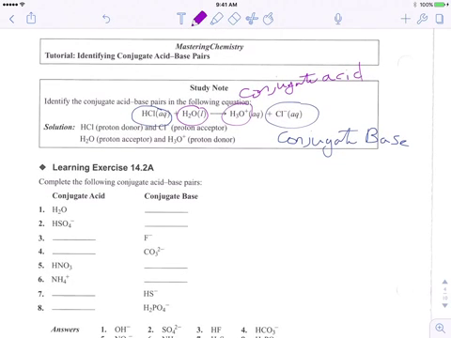All right, so complete the following conjugate acid-base pair. If H2O is a conjugate acid, the conjugate base would be the loss of that proton, leaving us with just OH.